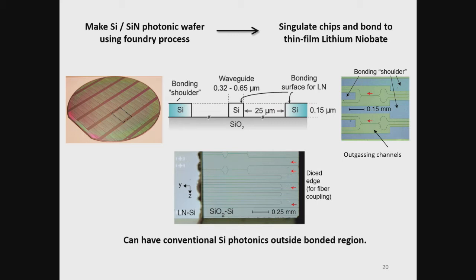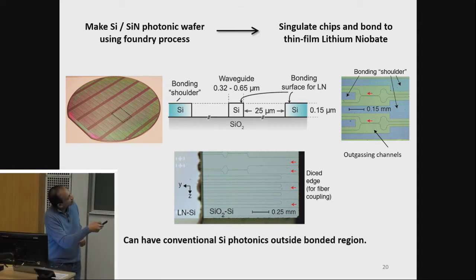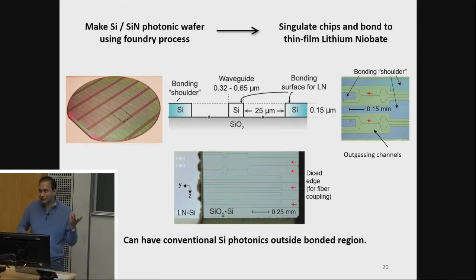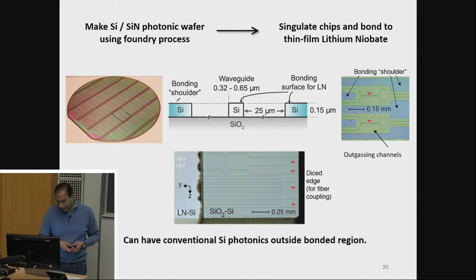And so there are outgassing channels here. What you're looking at from the top, outside, are these silicon photonic directional couplers. Then it goes underneath, and it's out of focus here. You can't see it. So lithium niobate is bonded over that region.